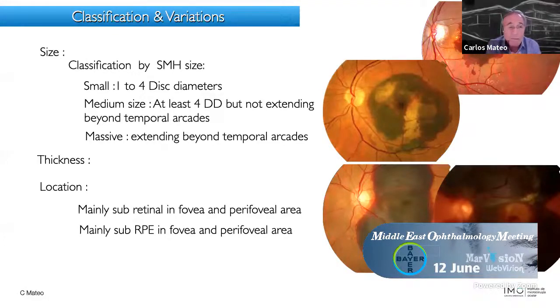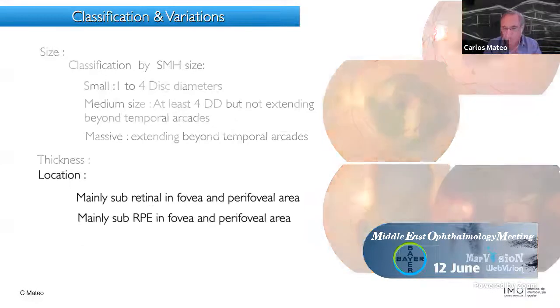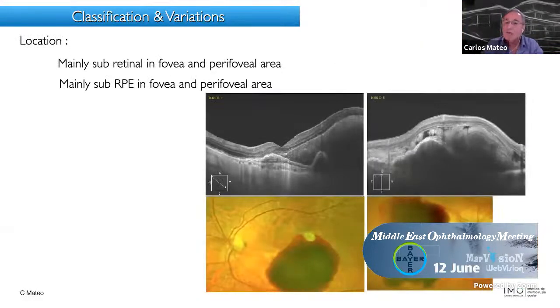You can classify these subretinal hemorrhages in three ways. Size: small, 1 to 4 disc diameters; medium size, at least 4 disc diameters but not extending beyond the temporal arcade; and massive, extending beyond the temporal arcade. You can classify by thickness, measuring between the RPE and the retina, and by location. And for me, this is the most important thing: mainly subretinal in the foveal and perifoveal area, or mainly sub-RPE in the foveal and perifoveal area. And these are the two differences.